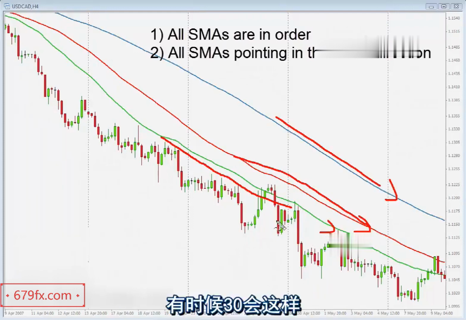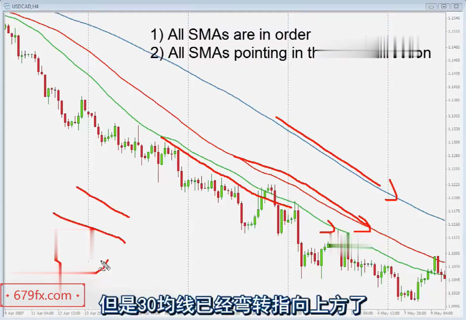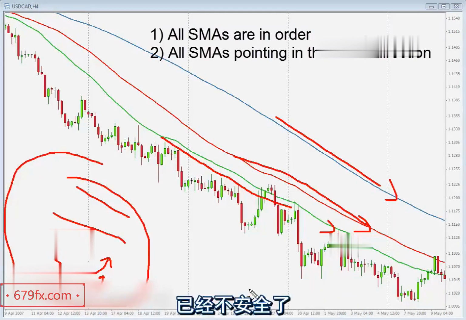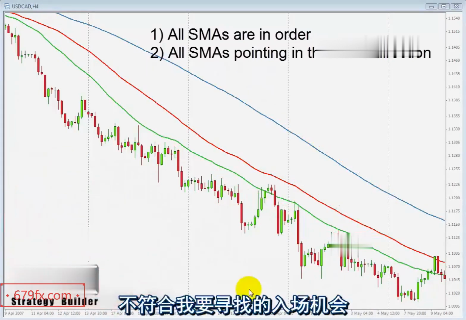Okay, we could have the 30, the 50, and the 100 all in order, but the 30 already curling up and beginning to point up. Okay, that would mean that this trend is weakening, is endangered, or at least for the time being, is not as strong as I would like it to be.